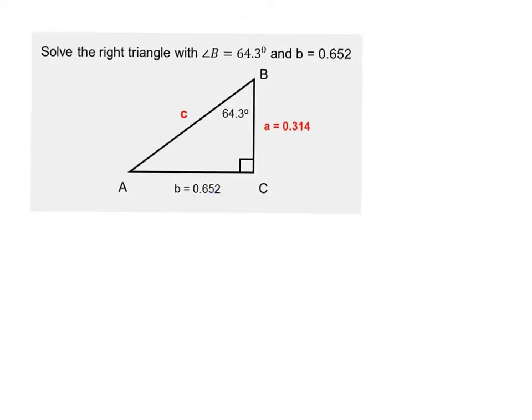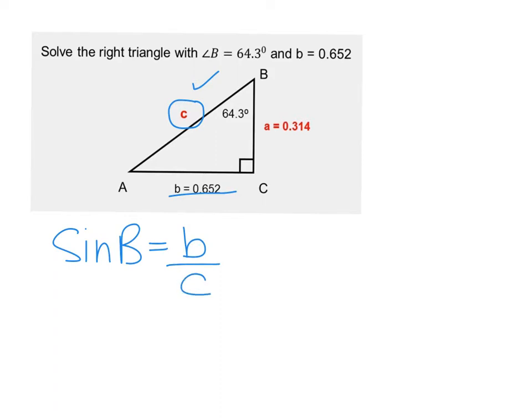Our second step in solving this right triangle is to find C. Now, if I look at my 64.3 degrees, I know that I have the opposite, which is 0.652, and I'm looking for C, which is the hypotenuse. So because of that, I'm going to use the sine of B is equal to opposite, which is b, over c, which is the hypotenuse.